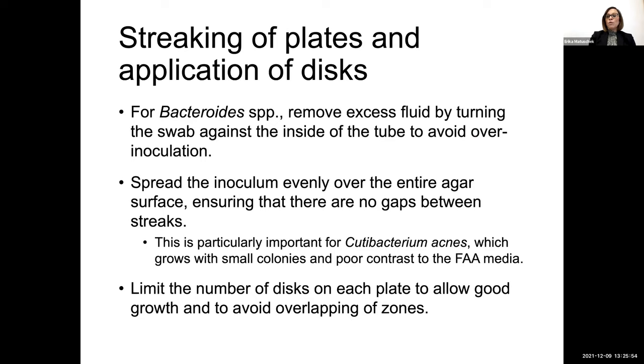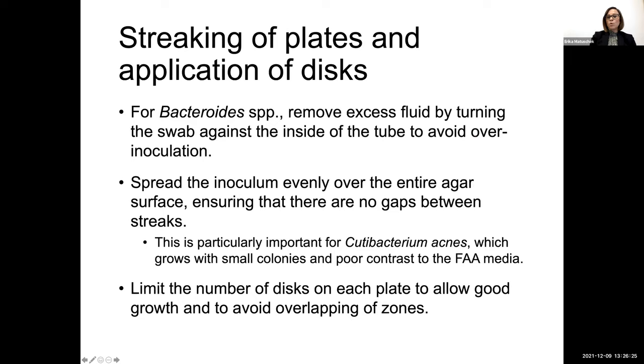For the other organisms, you should just dip your cotton swab and use a wet cotton swab when streaking the plates. It's important to spread the inoculum evenly over the entire agar surface, ensuring that there are no gaps between streaks. This is particularly important for Cutibacterium acnes, which grows with small colonies and poor contrast on the FAA media. This also applies to some species of Prevotella. So if you have small colonies, streak your plates with a little bit of extra care to make sure that you have confluent growth.